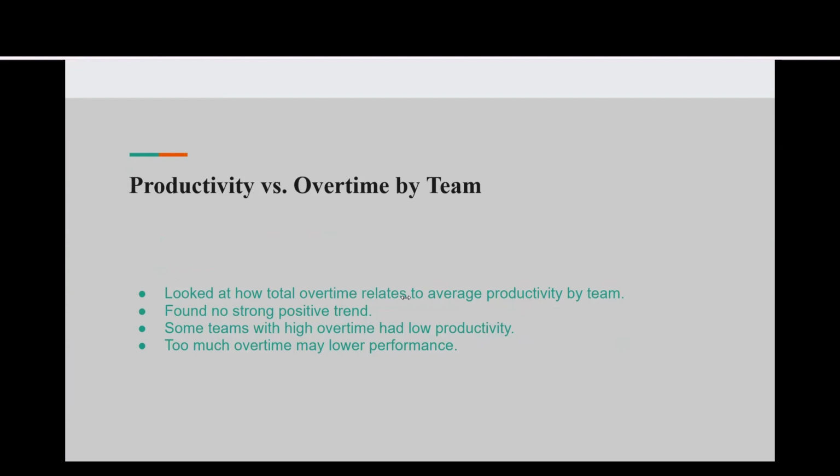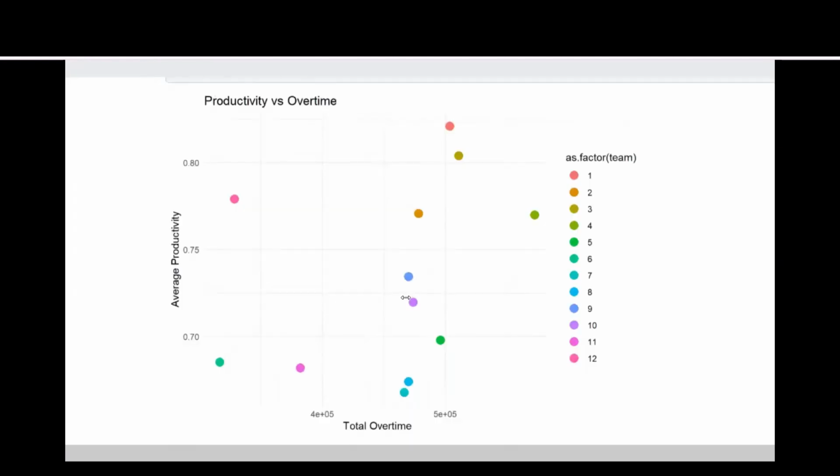Productivity over time by team. This slide shows how overtime is related to productivity. We might think working more hours helps, but that's not always true. Some teams work a lot but had low productivity. So more hours doesn't always mean better results.